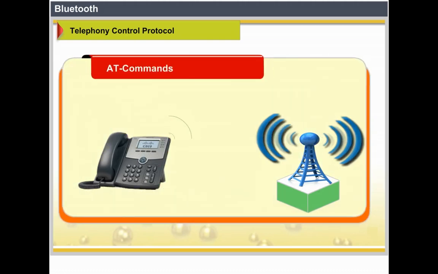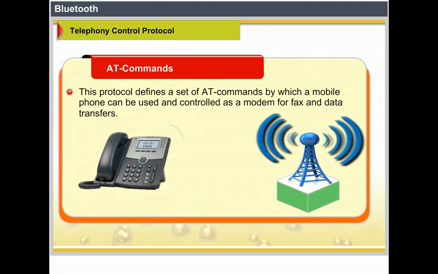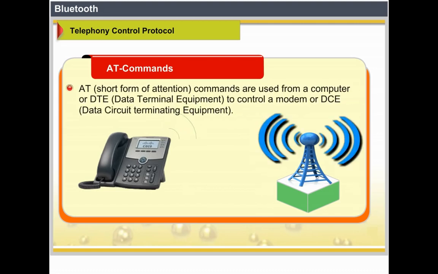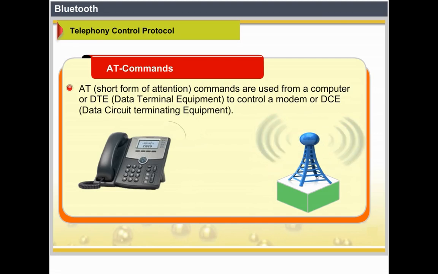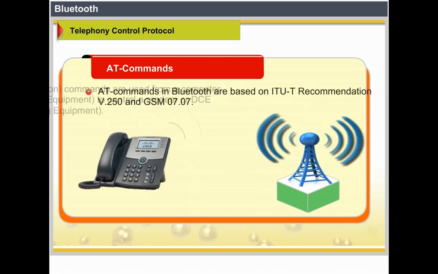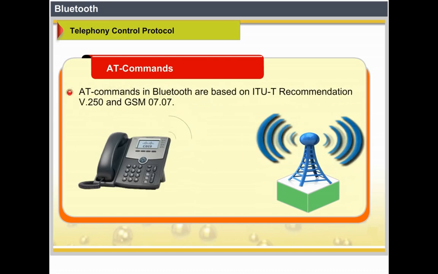AT commands. This protocol defines a set of AT commands by which a mobile phone can be used and controlled as a modem for fax and data transfers. AT, short form of attention, commands are used from a computer or DTE, data terminal equipment, to control a modem or DCE, data circuit terminating equipment. AT commands in Bluetooth are based on ITU-T recommendation V.250 and GSM 07.07.